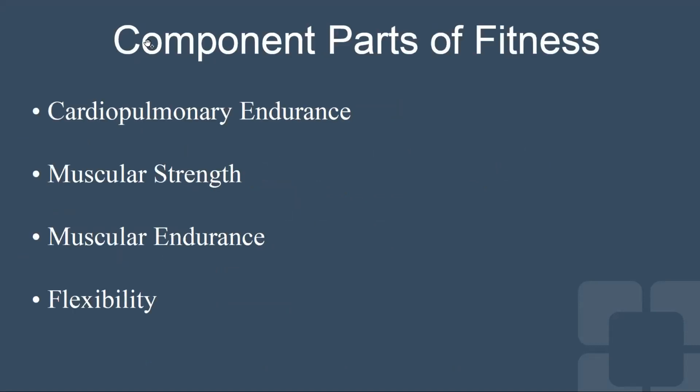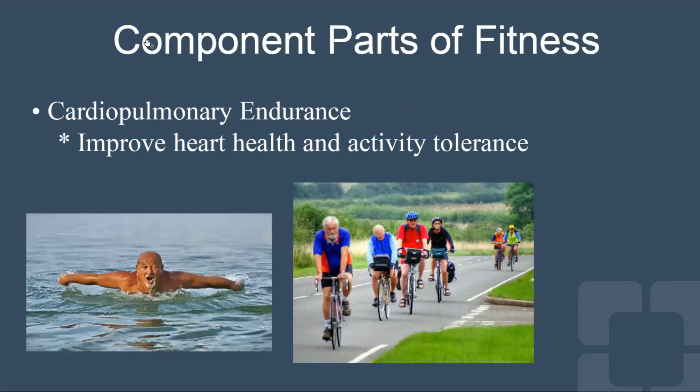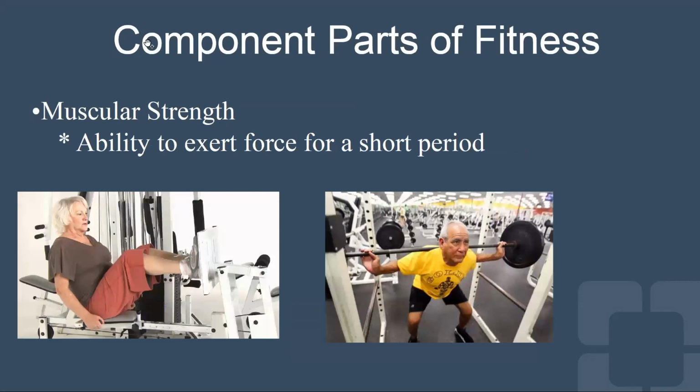Okay, so just some key components to fitness. We have cardiopulmonary endurance, muscular strength, muscular endurance, and then flexibility. Your cardiopulmonary endurance is what improves your heart health and your activity tolerance. So swimming, biking, walking is huge, elliptical, running, anything that's going to increase that heart rate. The second part is muscular strength, so ability to exert force for a short period of time.